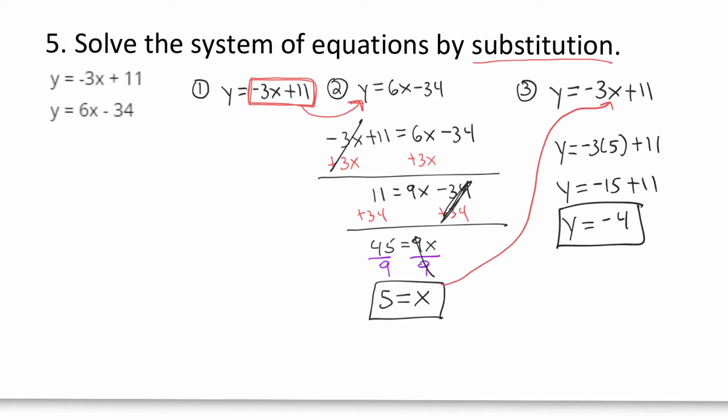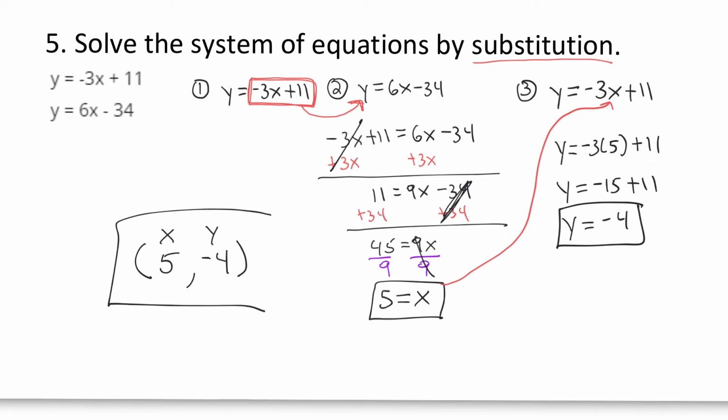So my solution is an ordered pair. And we have the x value first, which is 5, and the y value second, which is negative 4. So my solution for the system is (5, negative 4).